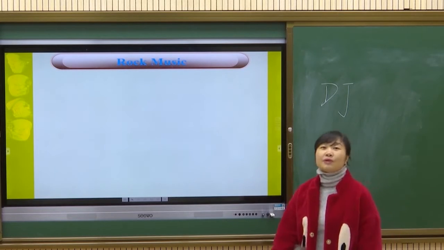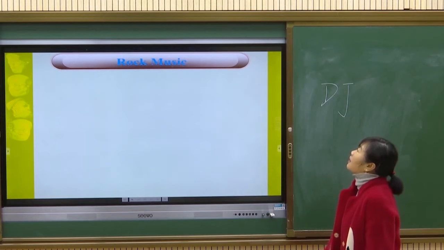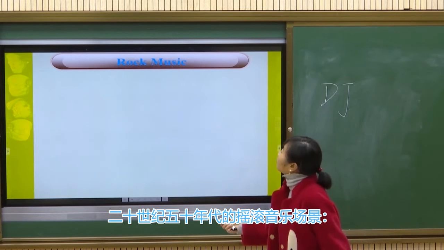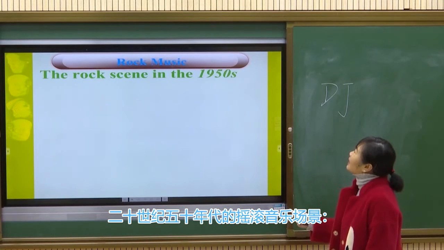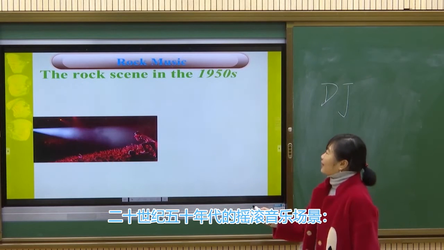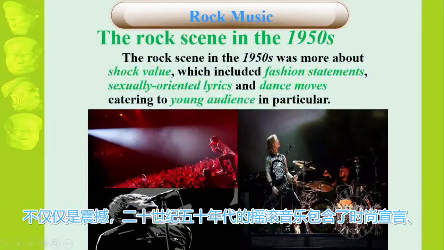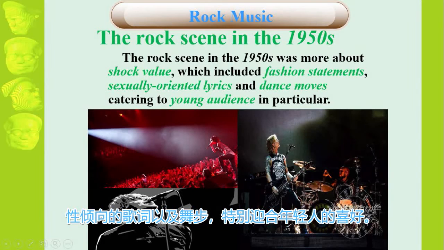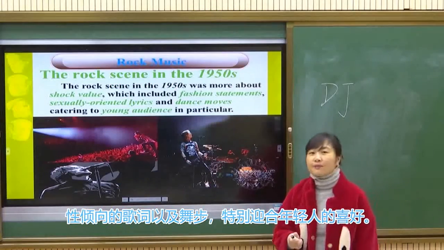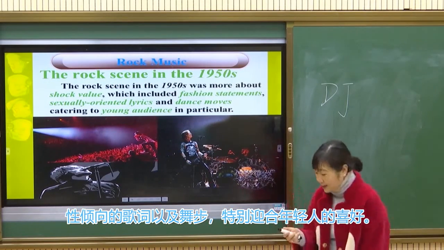And the third musical genre in Western countries is rock music. Okay. Yes, the rock scene in the 1950s has the following characteristics. The rock scene in the 1950s was more about shock value, which included fashion statements, sexually oriented lyrics, lyrics means 歌词, and dance moves catering to a young audience in particular. So that means rock music is especially popular among young people, yes.